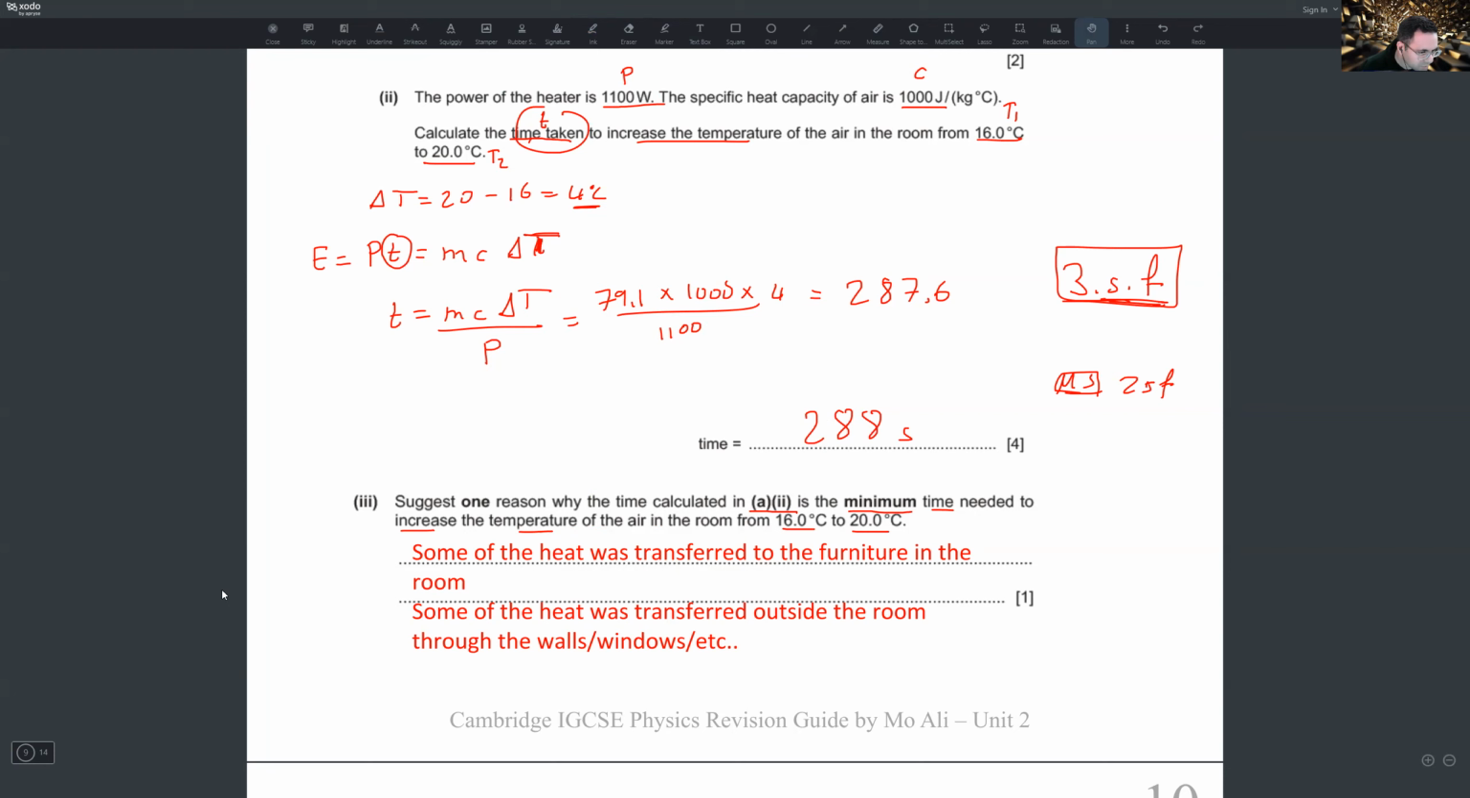Can we say the heat was absorbed by the furniture instead of transferred? Absolutely. You can say heat was transferred, absorbed by the furniture, lost to the furniture, taken by the furniture, like all of that works.